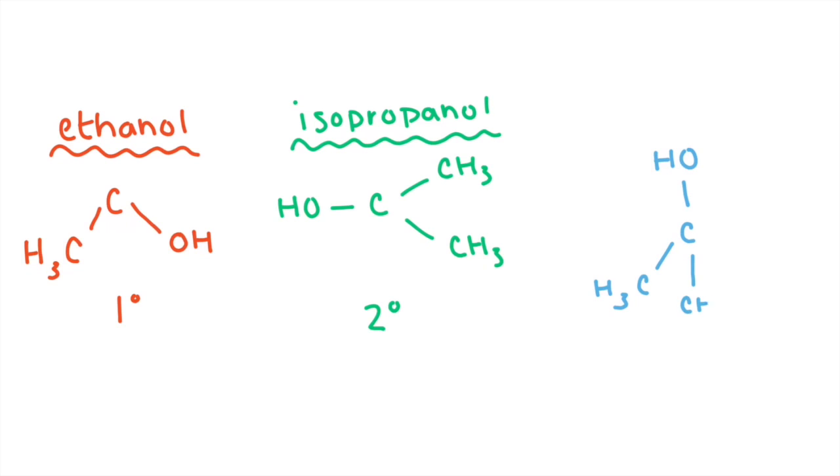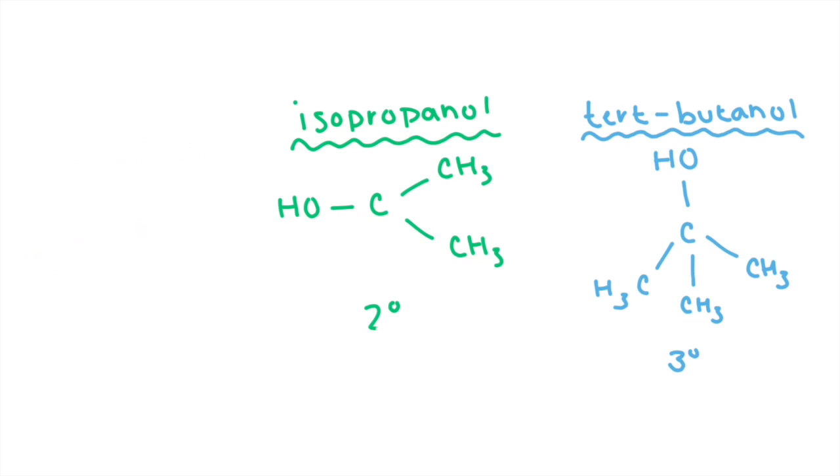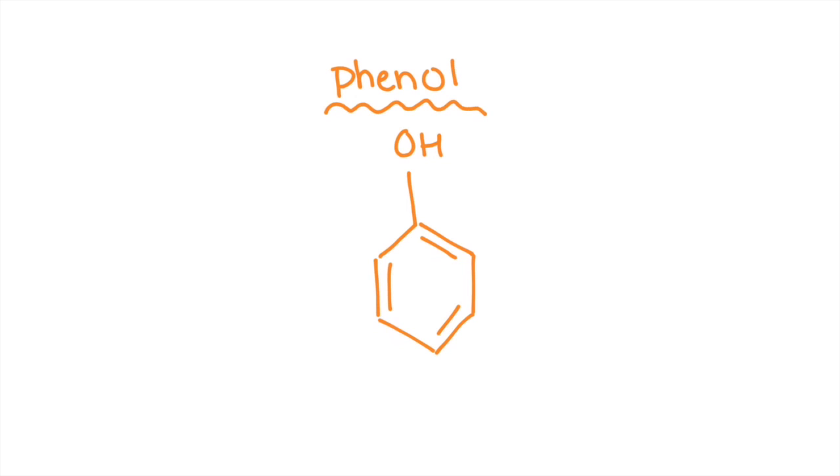Finally, if a carbon with a hydroxyl group is bonded to three other carbons, we get a tertiary alcohol like tert-butanol, found in paint removers. There's one other type of alcohols known as phenols, which are a benzene ring with an attached hydroxyl group. These kinds of alcohols are found in plastics and drugs like aspirin.